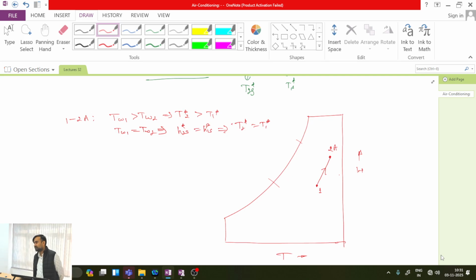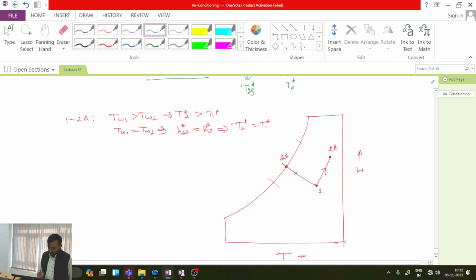So what will happen in this process? Enthalpy and wet bulb temperature must remain the same. What is the meaning? I must move along a constant wet bulb temperature. So this will be up to point 2s. Fine. And of course, in a real scenario, instead of 2s, I may end up somewhere over here. I will be naming that process soon.